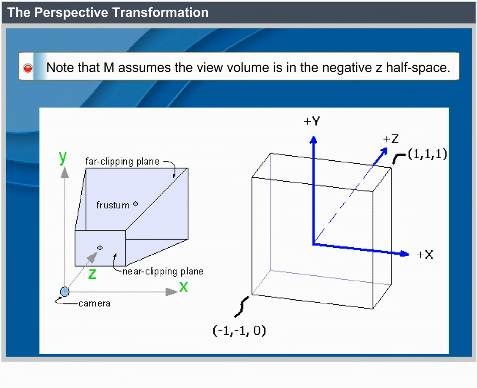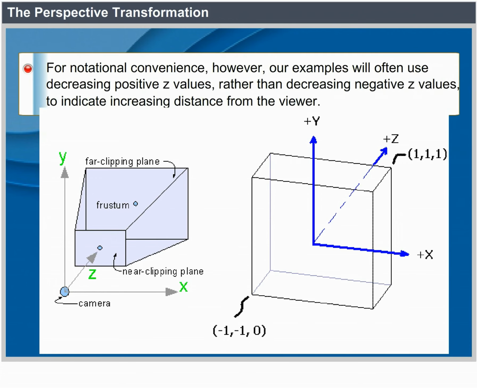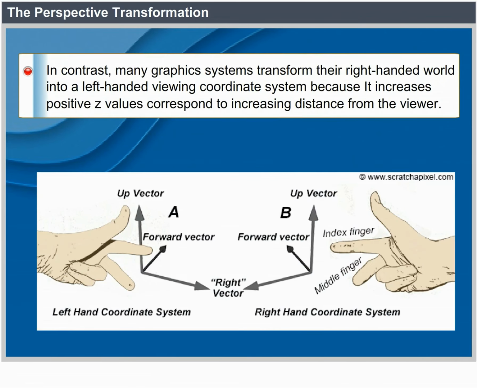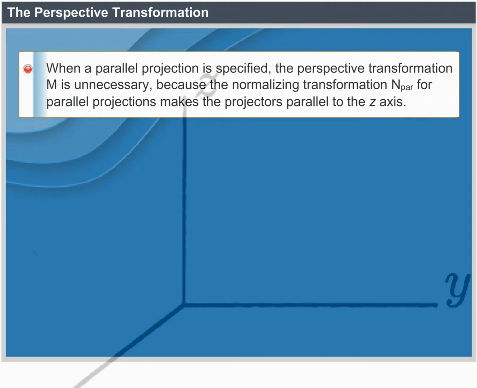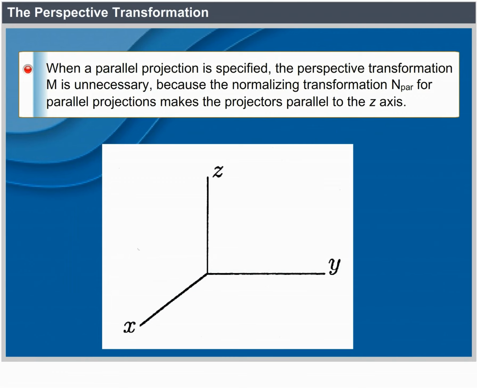Note that M assumes the view volume in the negative z half space. For notational convenience, however, our examples will often use decreasing positive z values rather than decreasing negative z values to indicate increasing distance from the viewer. In contrast, many graphics systems transform the right-handed world into the left-handed viewing coordinate system, in which increasing positive z values correspond to increasing distance from the viewer. When a parallel projection is specified, the perspective transformation M is unnecessary because the normalizing transformation N_par for parallel projections makes the projectors parallel to the z-axis.